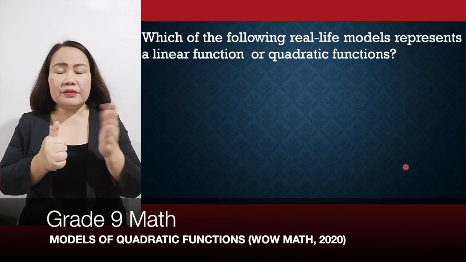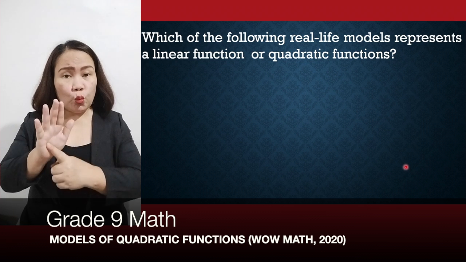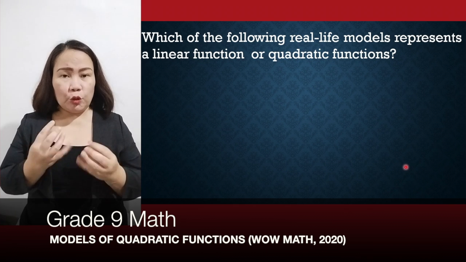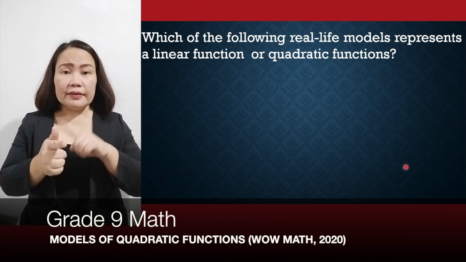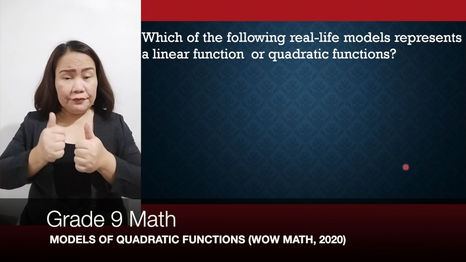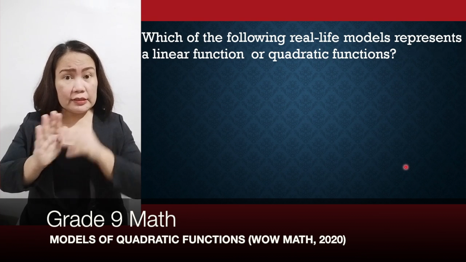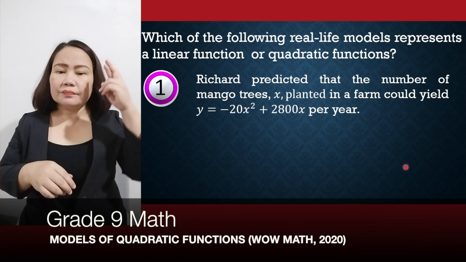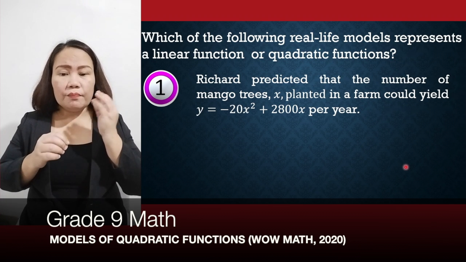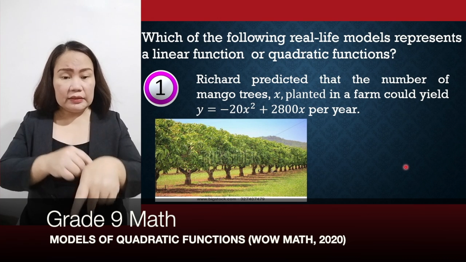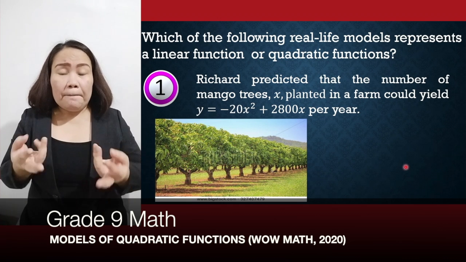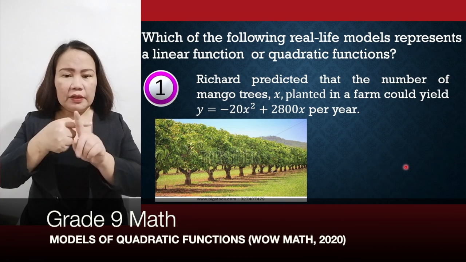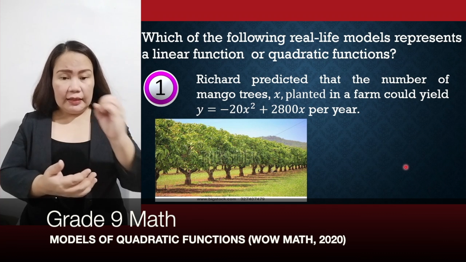Which of the following real-life models represents a linear function or quadratic function? So, dito naman, you will be given real-life models, examples, and then identify natin. Let us try to identify if the given models are linear function or quadratic function. Number 1. Richard predicted that the number of mango trees, represented by x, planted in a farm could yield y is equal to negative 20x squared plus 2,800x per year. So is this a linear function or quadratic function?